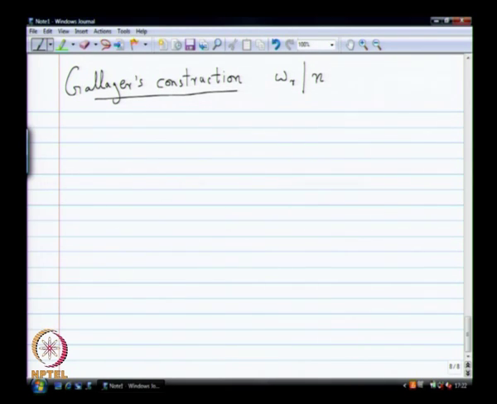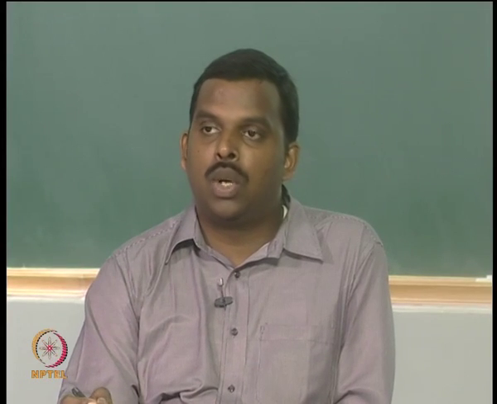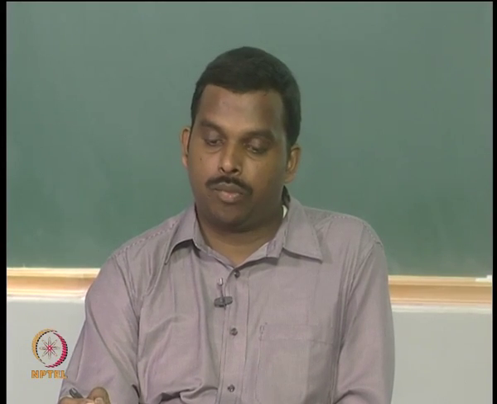It works when WR itself divides n. Remember, we wanted WR to divide n times WC. Of course, if WR divides n, it will also divide n times WC. So, Gallager's construction works when WR divides n. The construction is very simple, it works like this.